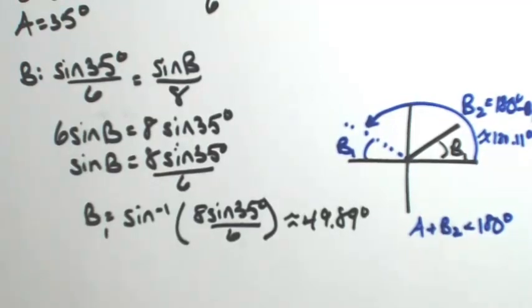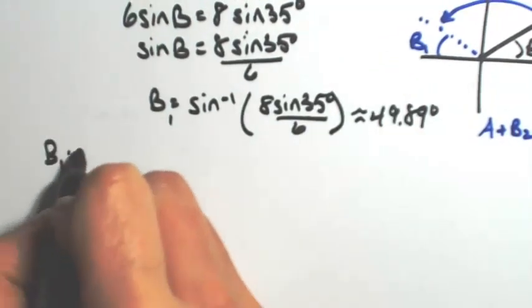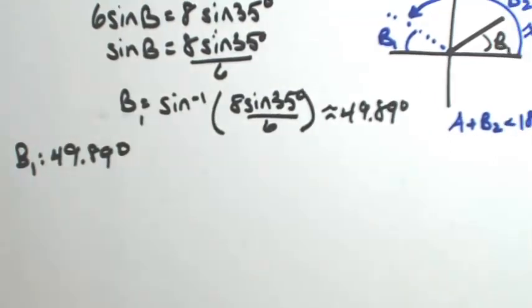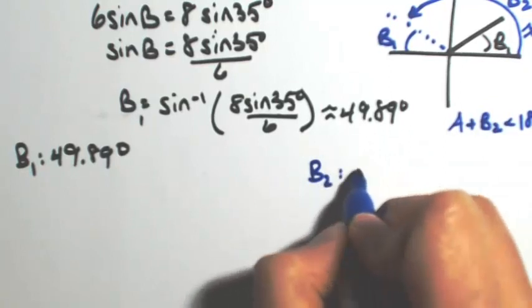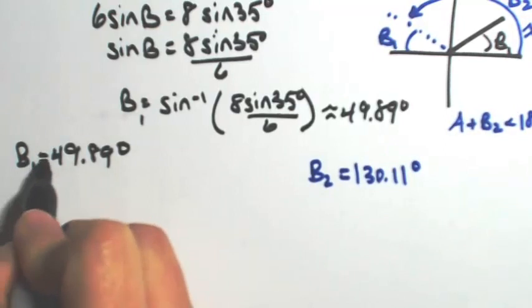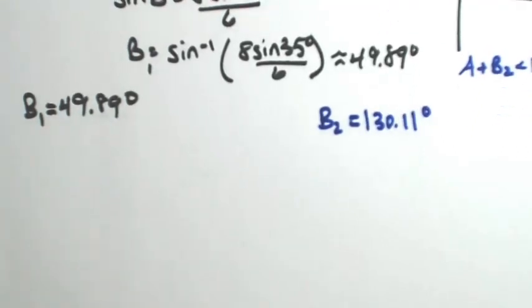So what I need to do is separate this now into 2 problems, where B1 is 49.89 degrees, and B2 is 130.11 degrees. So there's 2 possible triangles here, so that means I need to keep going, and we're going to do this twice. I'm just going to do everything at the same time. I'll just work both sides. So I have angle B, so now I need to find angle C and side C.